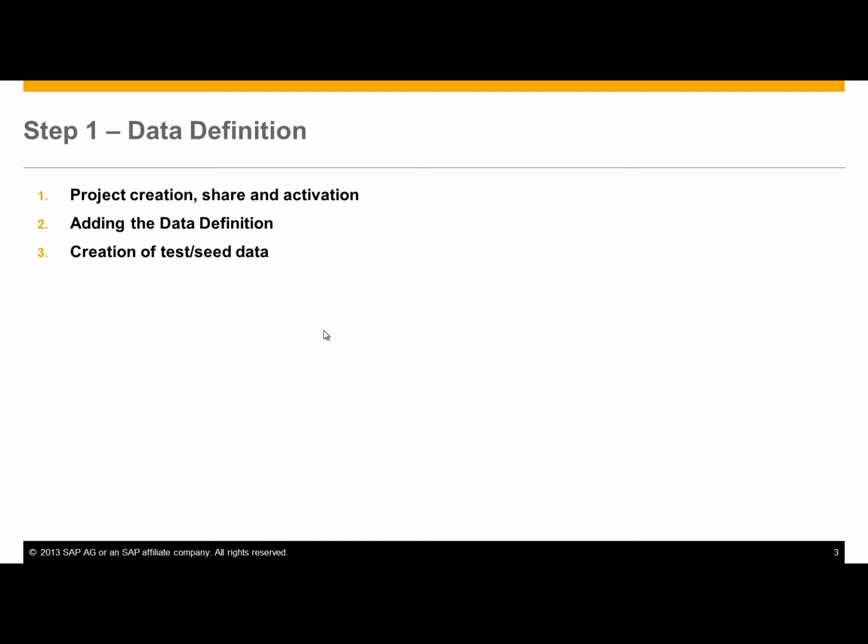In the first step of the demo, we focused on data definition. So we created the initial project, shared and activated it to the repository. We added the data model, or the set of entities that are part of the application, and we created some initial test data so that we can test our app.